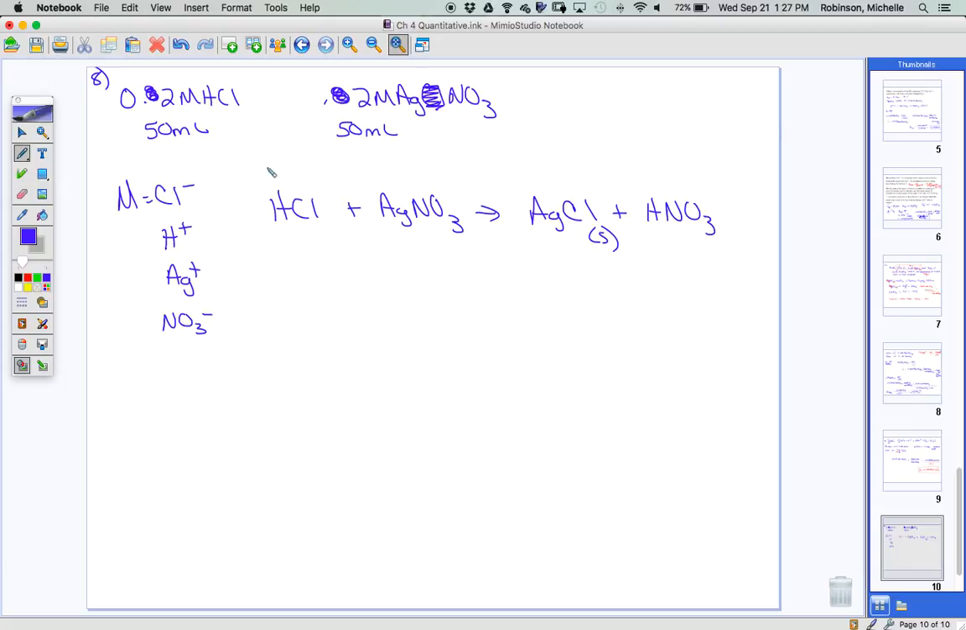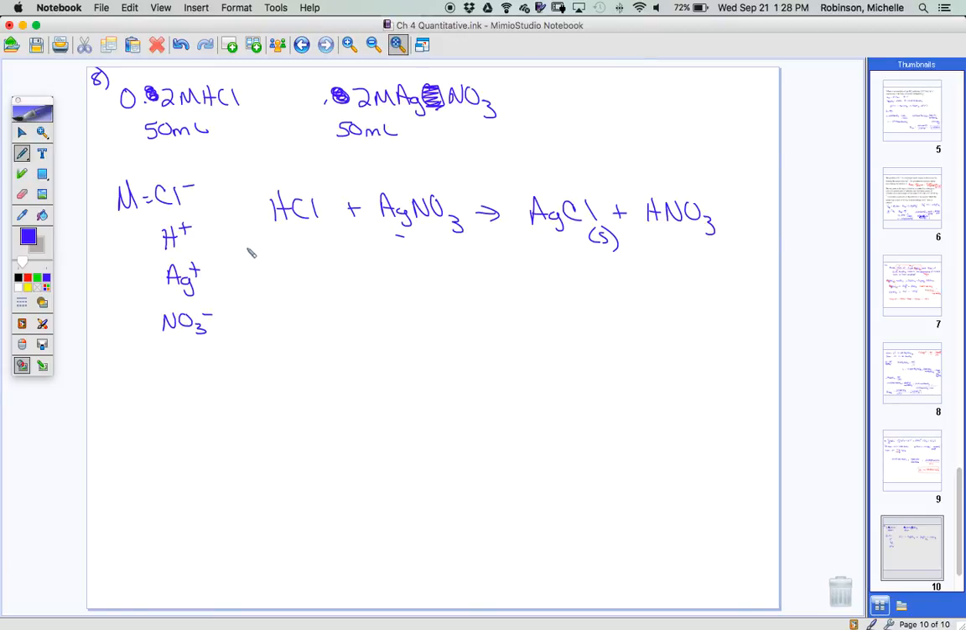Well, you can find moles easier, but the nice thing is if they're 1 to 1 and they both have the same number of moles, there's no limiting reagent. They both run out at the same time, so you don't have any excess left over. So that makes life nice.